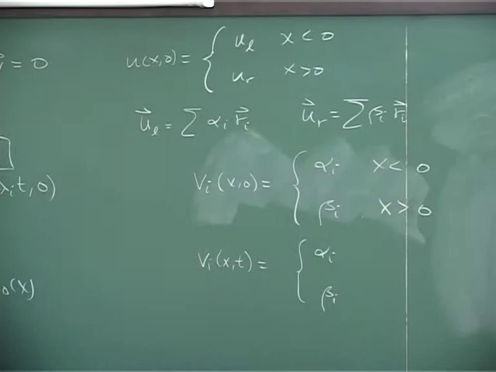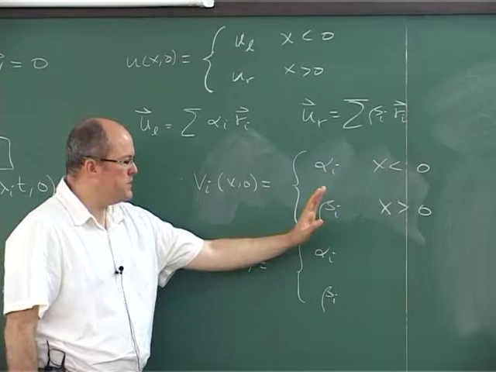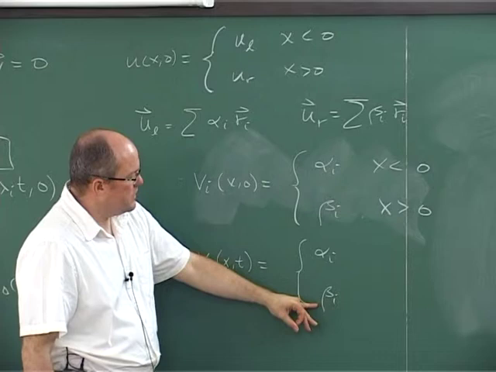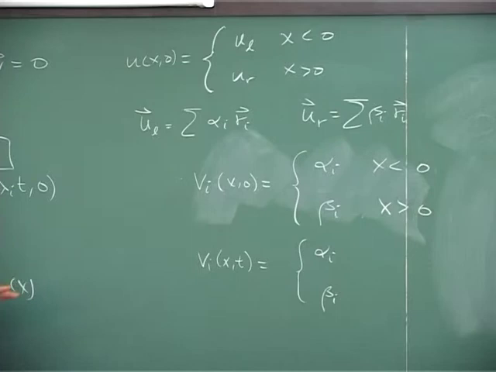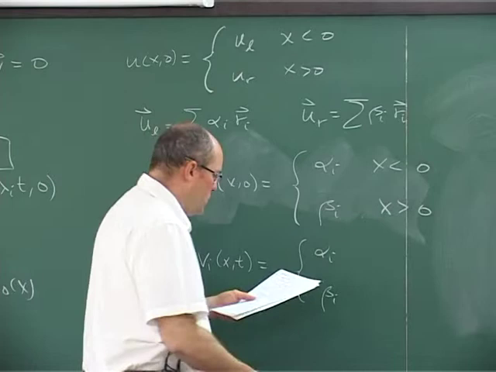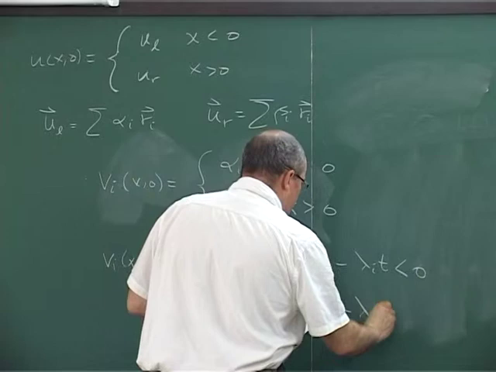Remember, these are advection equations. The only thing that matters here is whether or not the ith wave is moving to the left or to the right. I know that the solutions will be either the state to the left or the state to the right. I just need to figure out how fast the wave is moving and then compare my x value to the distance the wave has moved. And so I'll get the left state if x minus lambda_i t is less than 0, and the right state if the same expression is greater than 0.